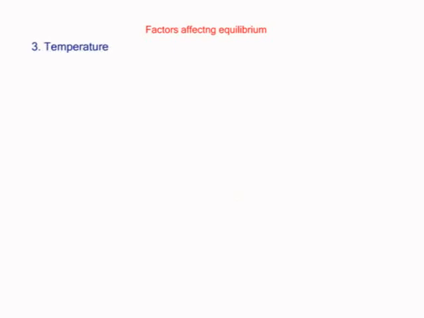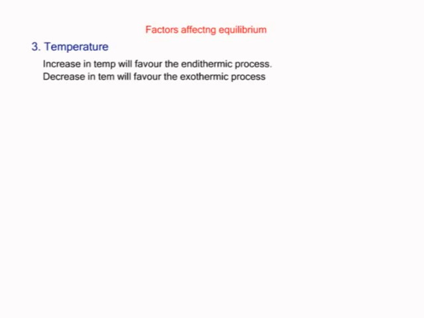And then we have temperature. Temperature also affects the equilibrium. Now, for a system in equilibrium, an increase in temperature will favor the endothermic process, that is where the enthalpy change is positive. A decrease in temperature will favor an exothermic process, where the enthalpy change is negative.